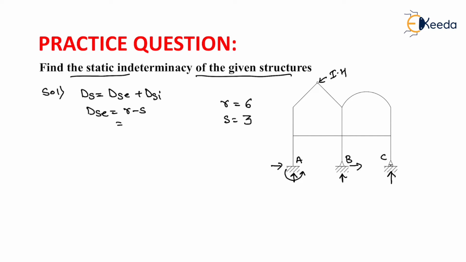Now if we put this value of R and S here, then the external static indeterminacy, that is DSE, will be equal to 3.